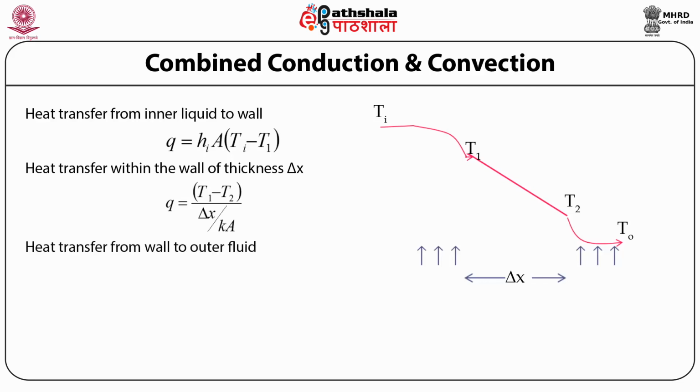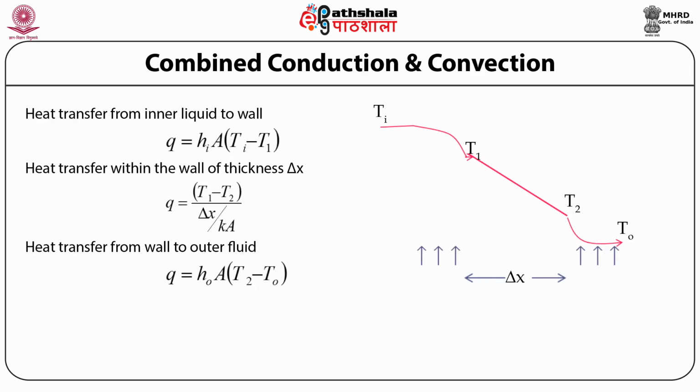When the heat reaches the outer wall, it tries to come out to the environment. That means the temperature will go down from T2 to T0. In that case again we will apply convective heat transfer. So in this case the equation will be Q equal to H0 A into T2 minus T0.